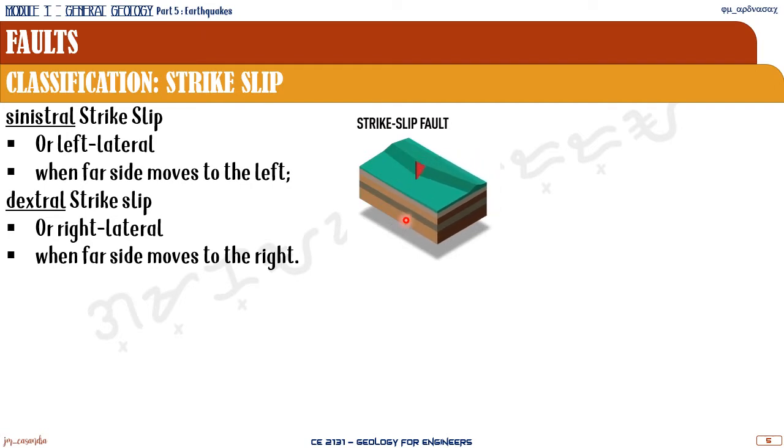How did that happen? So if we are standing on this side, okay, if I'm looking towards the other side of the fault, the block now is moving towards the left side. Okay, so if I am standing at this side of the fault, then what I will see is that the other side is moving towards the left. So it's a sinistral strike slip.